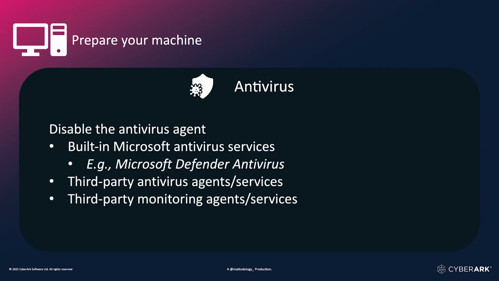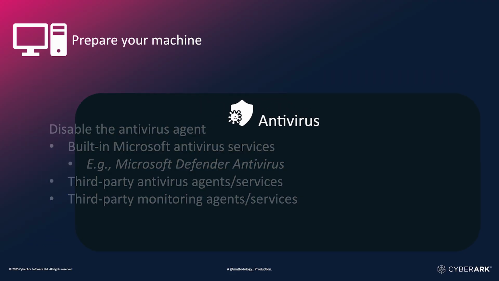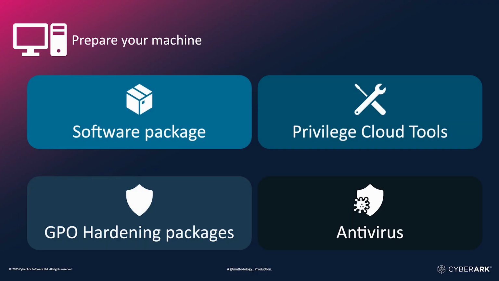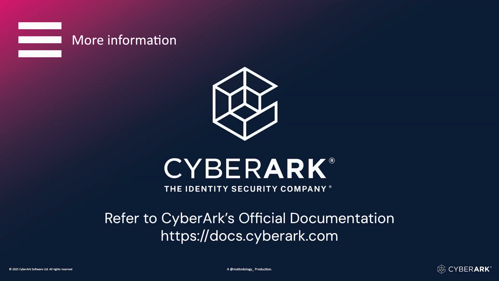This precaution applies to built-in Microsoft antivirus agents, third-party antivirus solutions, and any third-party monitoring agents that could interfere with the installation process. Disabling these agents helps to avoid conflicts and ensures a smooth, uninterrupted setup of your CyberArk environment. By following these steps, you'll lay a strong foundation for secure and reliable Privilege Cloud Connector deployment. Please refer to CyberArk's official documentation for more information.